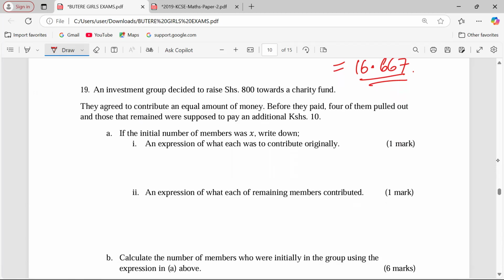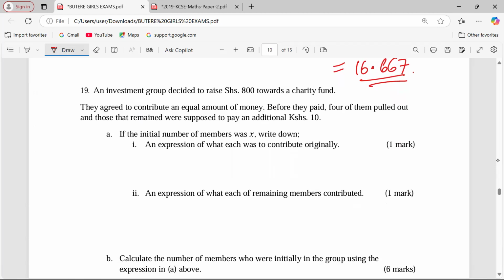Let's get to number 19 now. In number 19, we are talking about an investment group that decided to raise 800 Kenya shillings towards a charity fund. They agreed to contribute an equal amount of money. Before they paid, 4 of them pulled out.